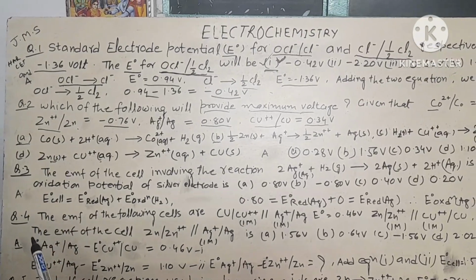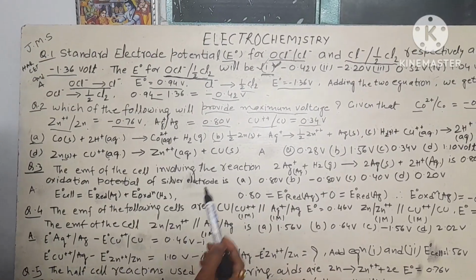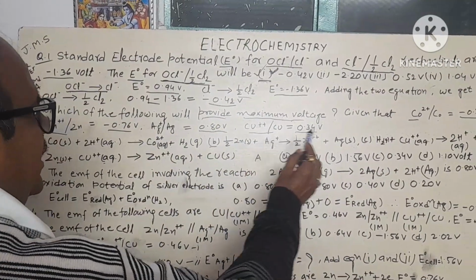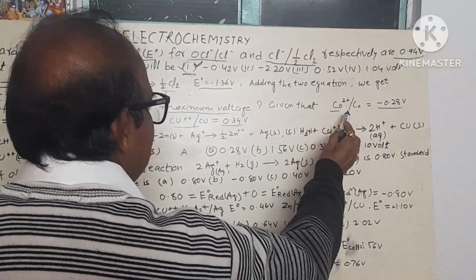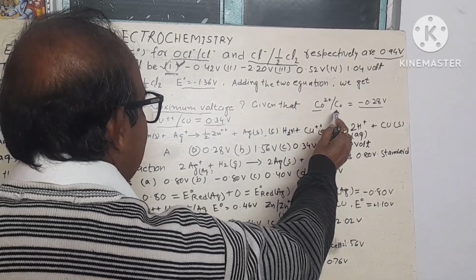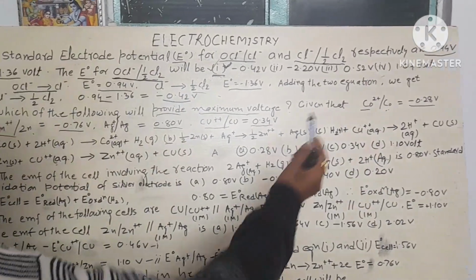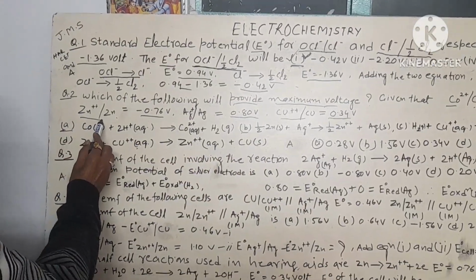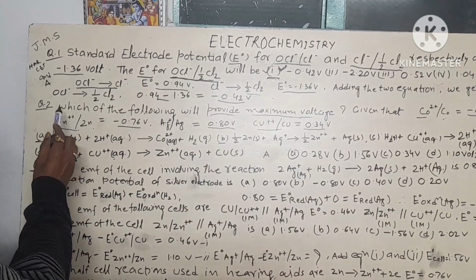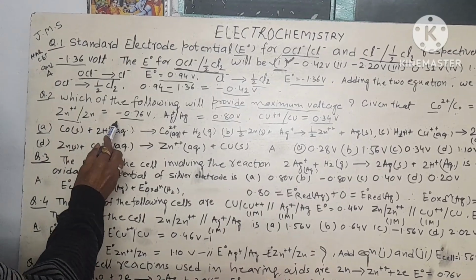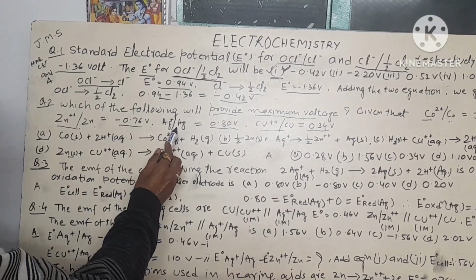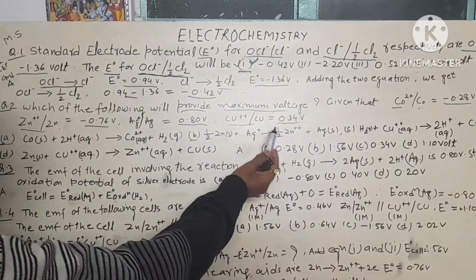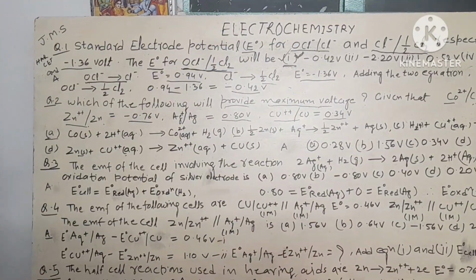Here you have to see a very, very important thing. Here actually this is reduction. Cobalt ion is converting to cobalt, reduction. Here also it is reduction. Zn ion is converting to zinc. Here also it is a reduction. Silver ion is converting to silver. Copper ion is converting to copper. This means all are reduction potentials.